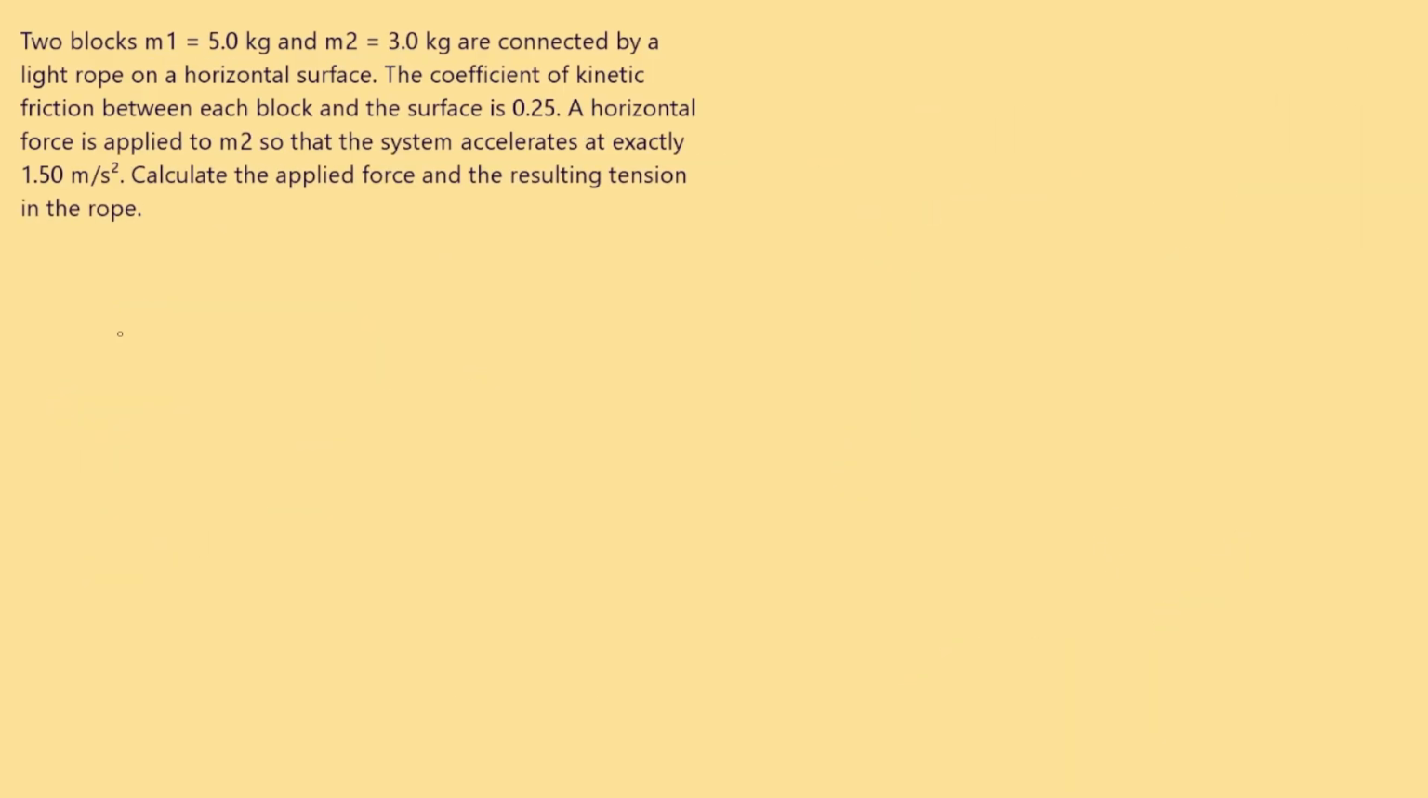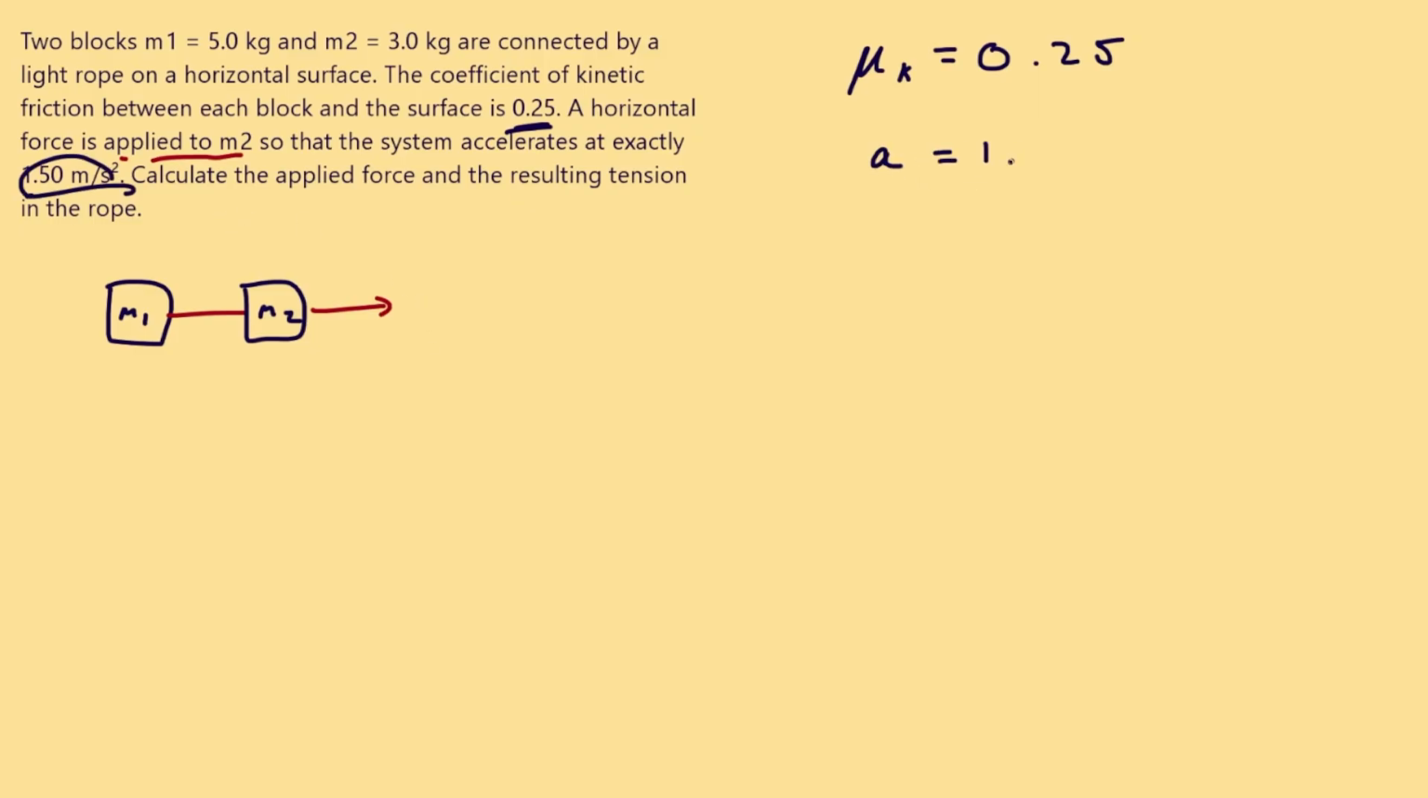This is problem 3. Two blocks, mass 1 and mass 2, are connected by a rope, and the coefficient of kinetic friction is 0.25. A horizontal force is applied to mass 2 like that, so that the system accelerates at exactly 1.5 meters per second squared. If you notice, we're not given a force here. Instead, we're given the acceleration. We have to find the force and, by extension, the tension within the rope.